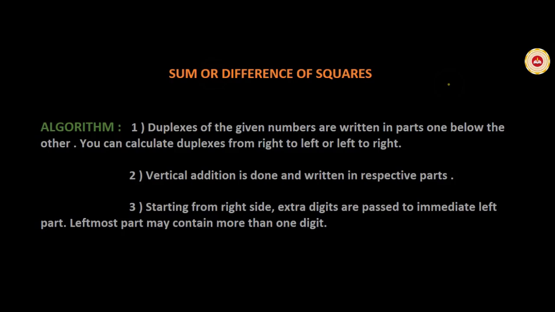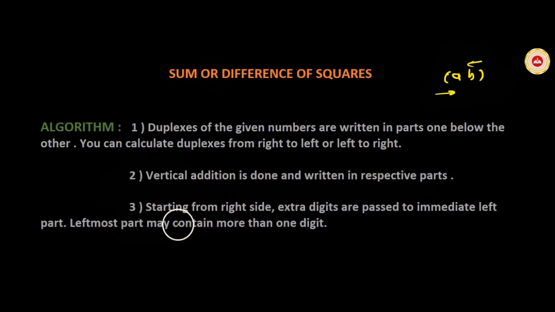You can calculate duplexes from right to left or left to right. For example, if A, B are the two digits in a given number, you can calculate the duplexes from right to left or left to right, no matter, as per your convenience. Second step is, after writing the duplexes of those numbers, write those duplexes one below the other in the parts, and vertical addition is done and written in respective parts.